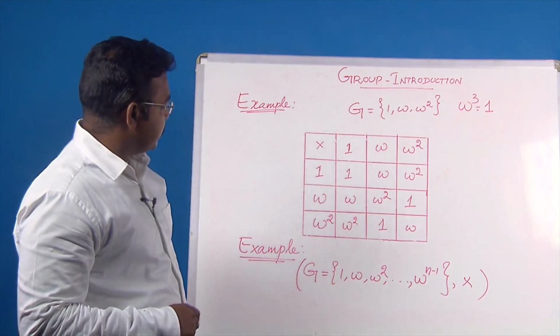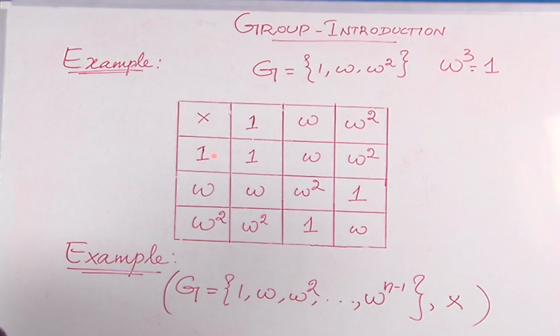The last property is inverse. We have to find an inverse for each of these elements. Note that 1 into 1 is 1. Therefore, the inverse of 1 is 1 itself. Next, we have to find the inverse for omega. So omega is here, and we have to find the entry 1 among these 3. The entry 1 is here. Therefore, the inverse of omega is omega square, since omega into omega square equals 1. Similarly, the other way, omega square into omega is also 1.